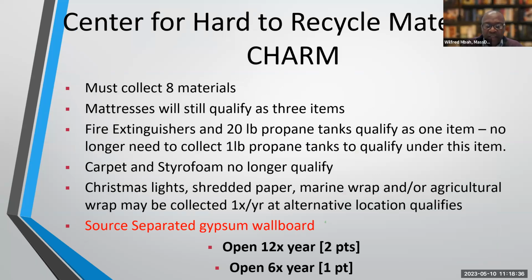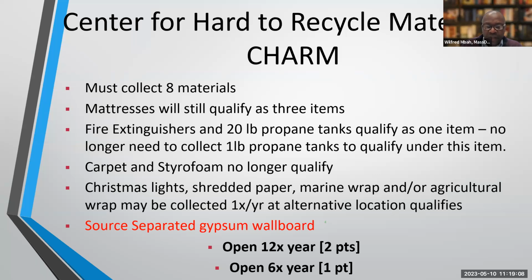Municipalities must collect 8 items out of 16. The only changes we made are to help municipalities earn more points. We added source-separated gypsum wallboard, highlighted in red. Books or media: this must be a book collection vendor, not a paper recycler or materials recovery facility. Paint collection for reuse by residents and small businesses qualifies.